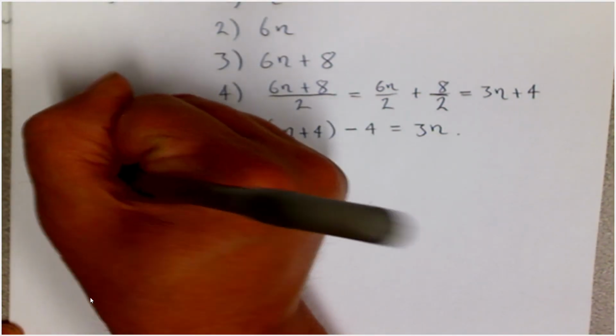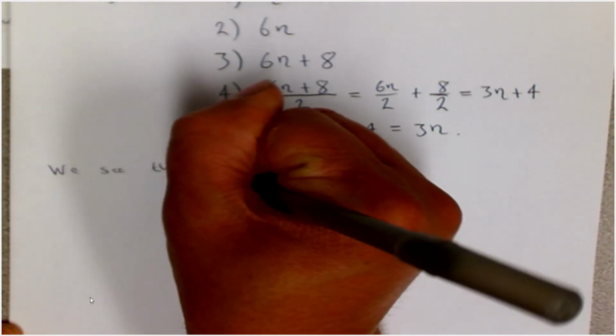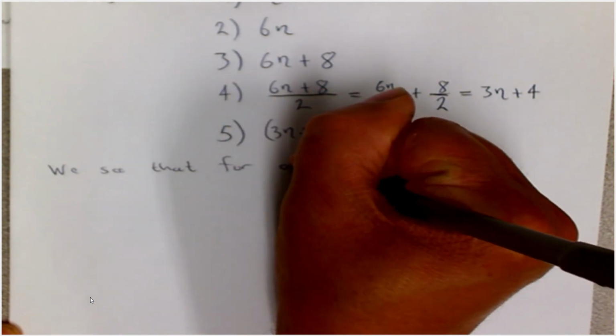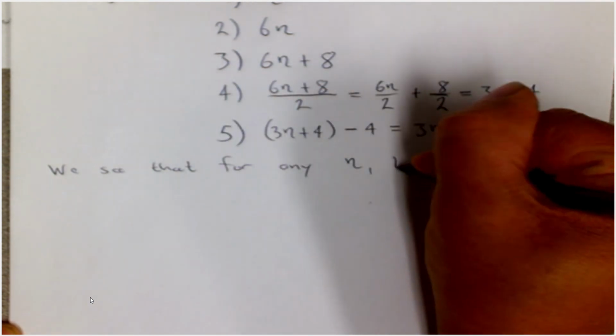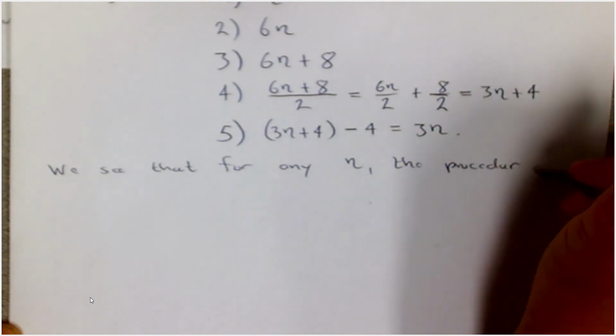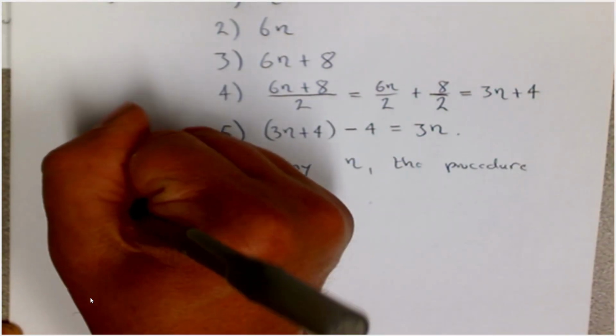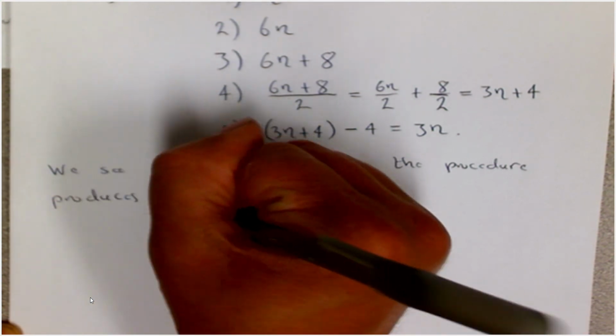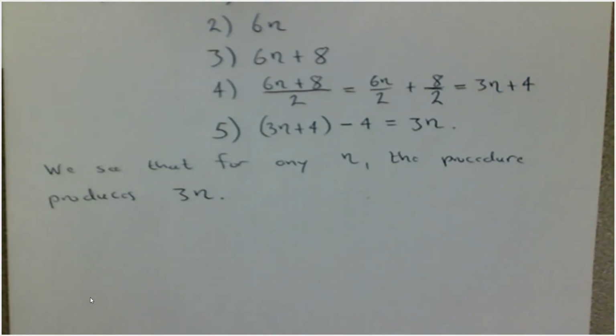All right, so we see that for any n, the procedure produces 3n. In fact, it doesn't even need to be a counting number. You could say any real number, I mean, you get rationals and irrationals, whatever, but the procedure did in fact do that. So we can state this as a theorem.